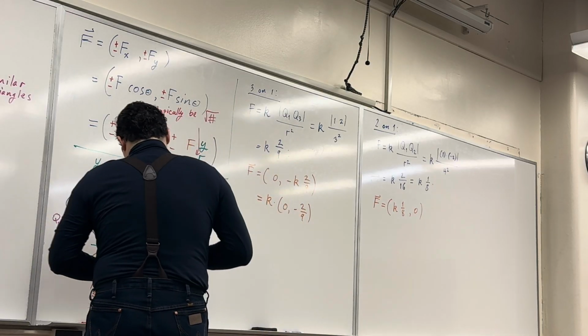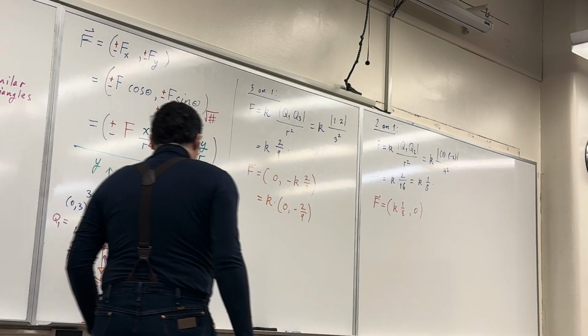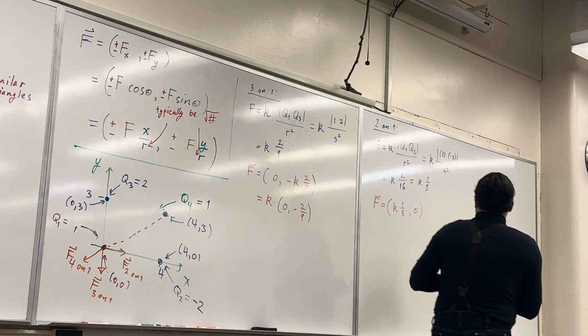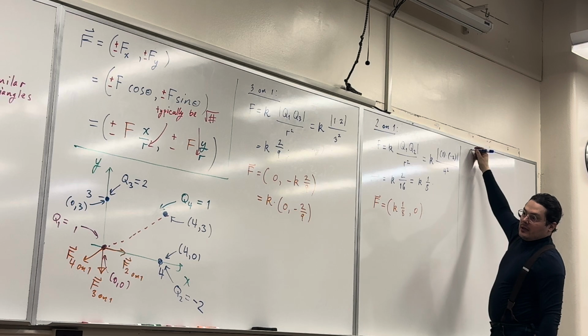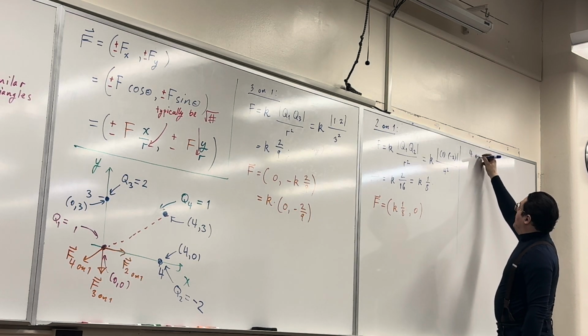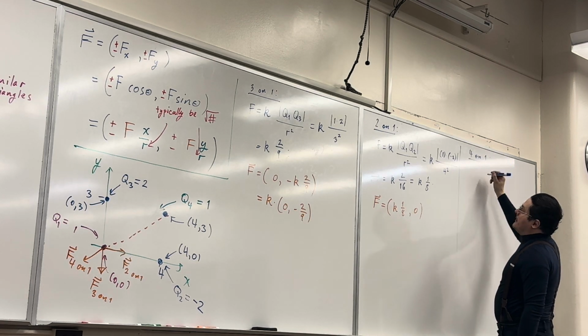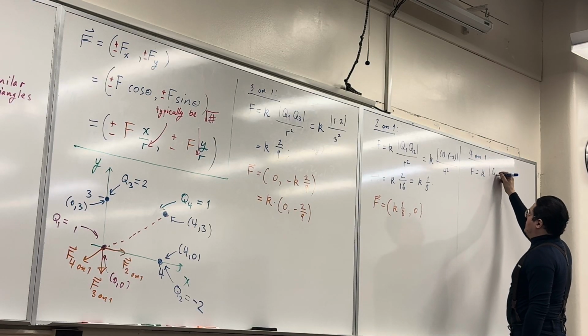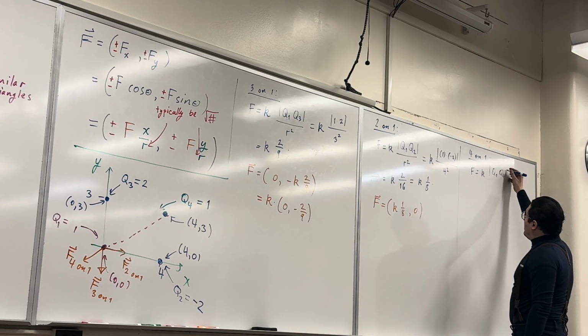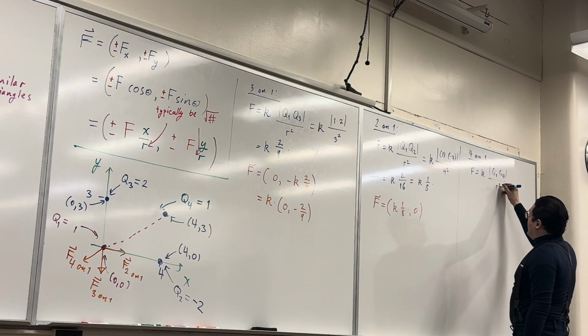Now for the tricky one. Now for the hard one. Now we're going to do, what do we call it? 4 on 1. So F equals k times the absolute value of Q1 Q4 over R squared.